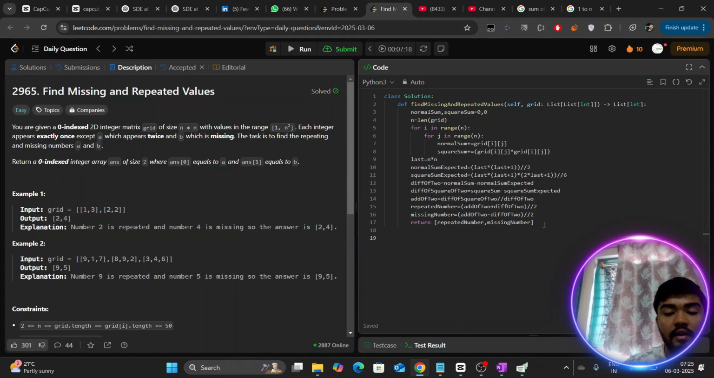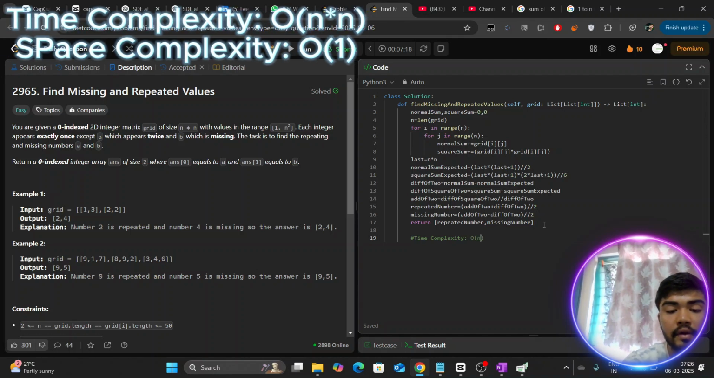We are just iterating over the matrix only once. So time complexity is big O of n into n square only, that is just for iterating over the matrix. And on space complexity, do you guys feel we are using any extra space altogether? No, right? We are not using any extra space throughout the question. So space complexity is big O of 1.